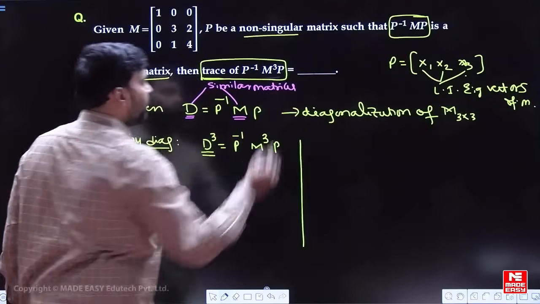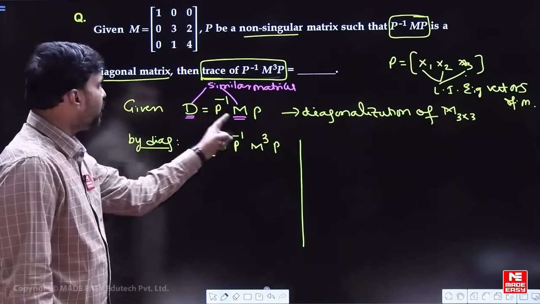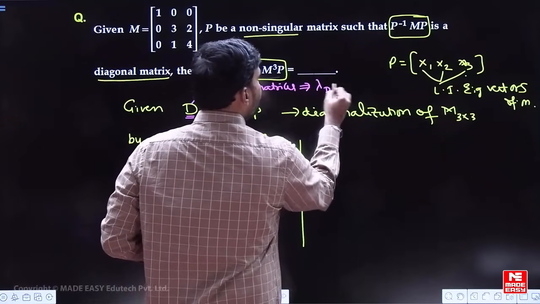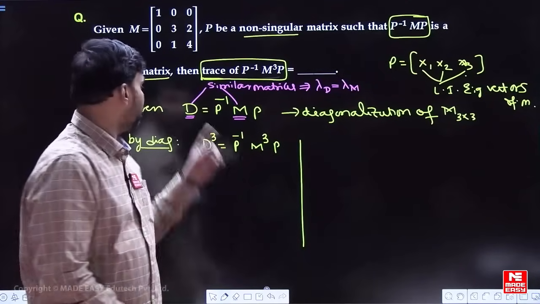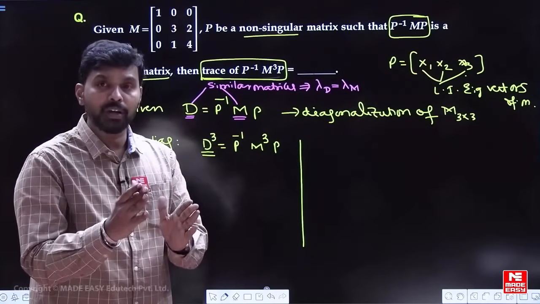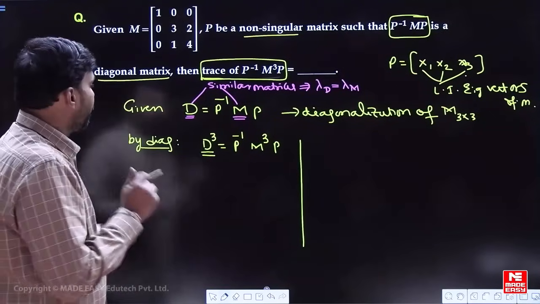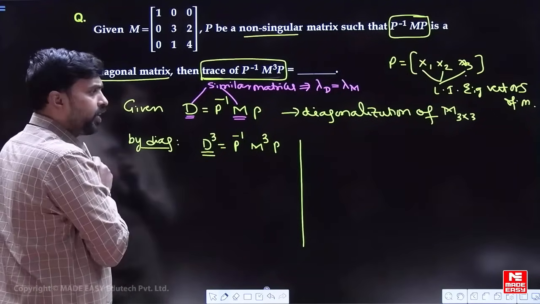What do we call them? They are similar transformations, similar matrices, we say. Since D and M are similar matrices, we can say that the eigenvalues of D are equal to the eigenvalues of M. That means the eigenvalues of D and the eigenvalues of M are the same.